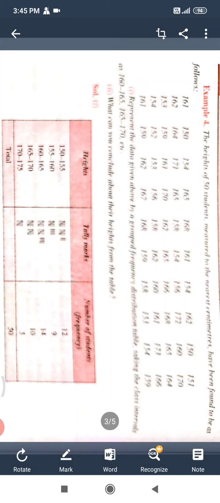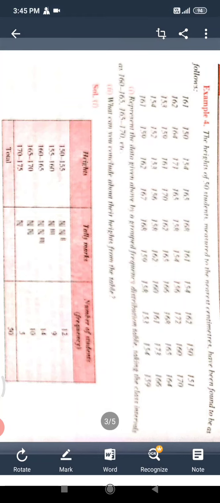Now 160 to 165. Calculate the numbers between 160 to 165, but do not include 165. You tell me the number. It will be 14 from the question. So draw 14 tally marks. How to draw 14 tally marks? 5 twice is 10 plus 4. Make groups of 5, twice, and then 4.